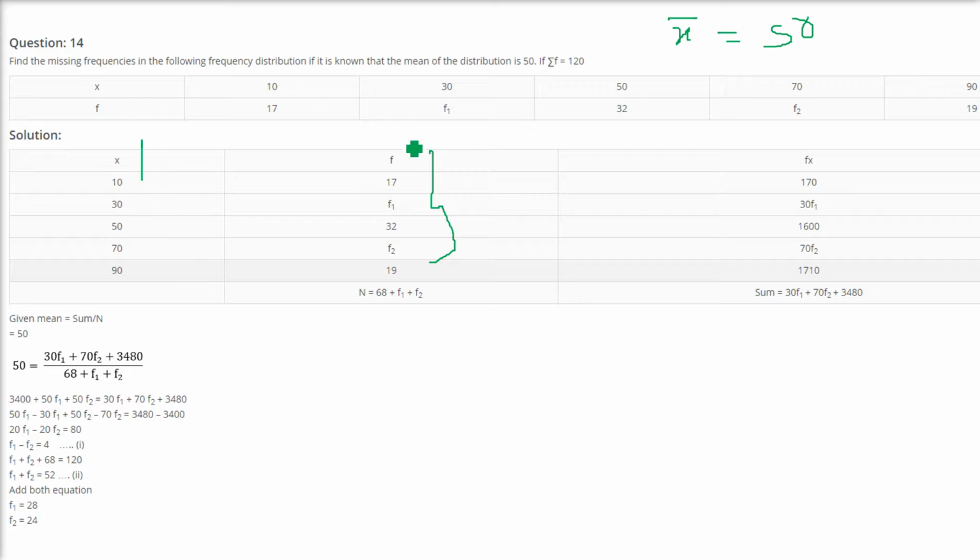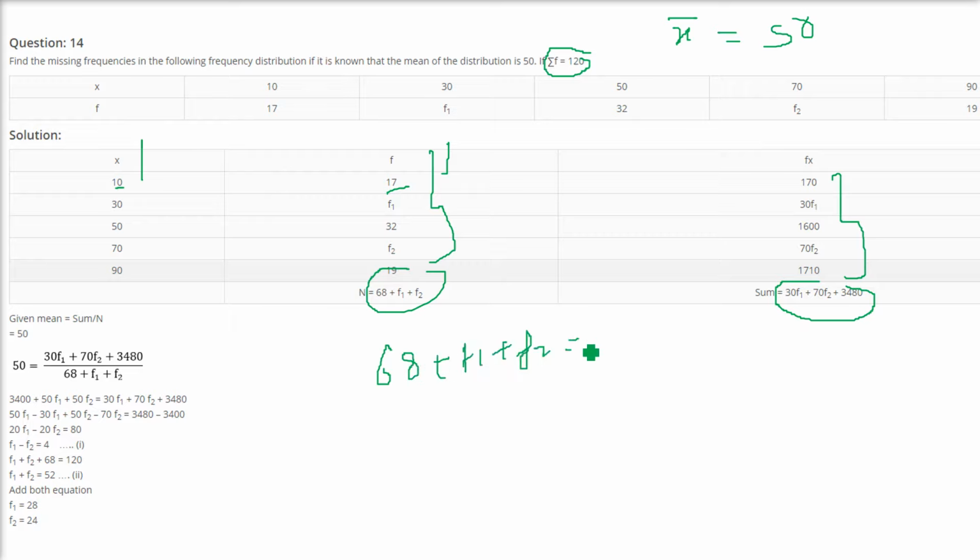For this we have to write x like this, f like this. Now multiply each and every corresponding term, and write it here. Now add this will be sigma fx, add this will be sigma f. But it is given that sigma f is 120. So first will come as 68 plus f1 plus f2, it is given as 120, sorry, not 50, 120. So f1 plus f2 is 120 minus 68, which will be equal to 52. So this is our first equation.